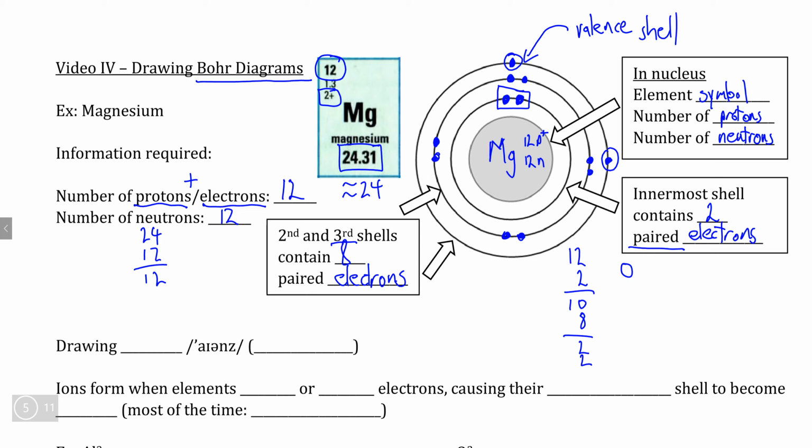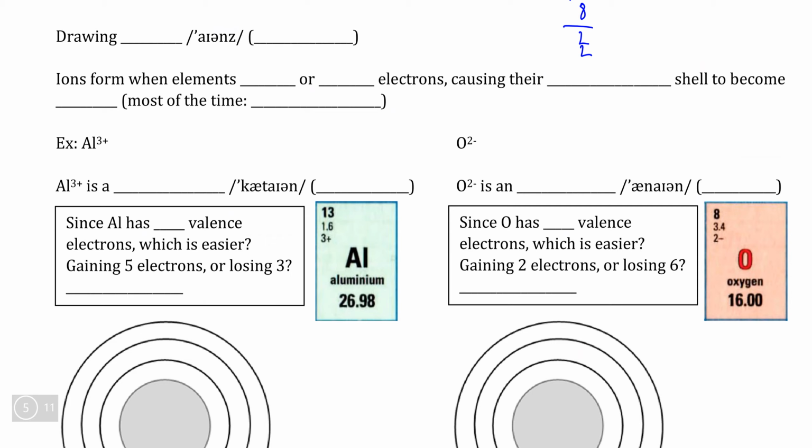So in summary about how to draw Bohr diagrams, start with the nucleus and write the element symbol in the center, followed by the number of protons. Use the atomic mass and subtract the number of protons to find the number of neutrons. Then, remembering that our number of electrons is equal to the number of protons, we can add 2 electrons in the first shell and then 8 electrons in every shell after that. Now, the second type of drawing that we're going to talk about are the drawings of ions.